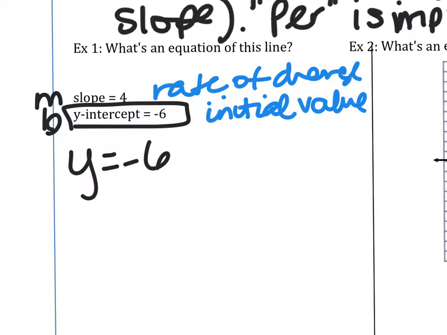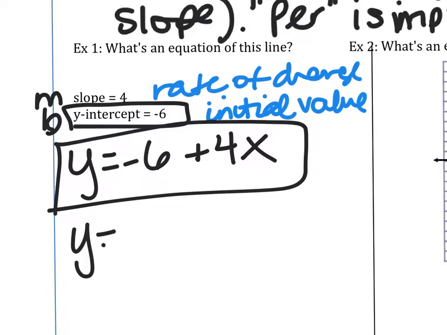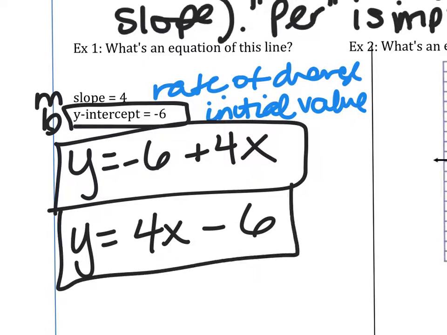So we start with -6, and then we change by 4 every time the input changes by 1. Okay? You can also write that y equals 4x minus 6. And all I'm doing is flipping the position of those two, but the value is the same. I've got -6 as my constant, that's my starting point, and 4x, 4 is my rate of change, times whatever value I'm inputting there. So these are equivalent equations.